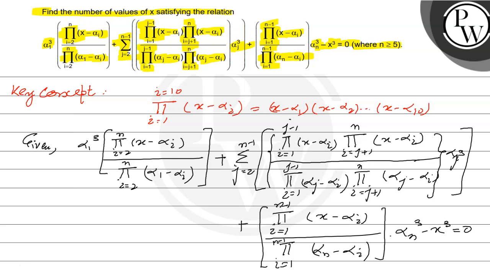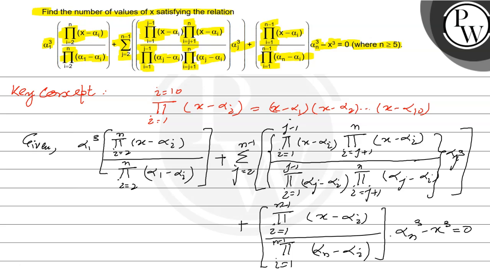So first of all, you see here that it will go from x minus alpha 2 to x minus alpha n, the product. And in the denominator also it will go from alpha 1 minus alpha 2, alpha 1 minus alpha 3, and so on. It will go up to alpha n. Now see here in this one.